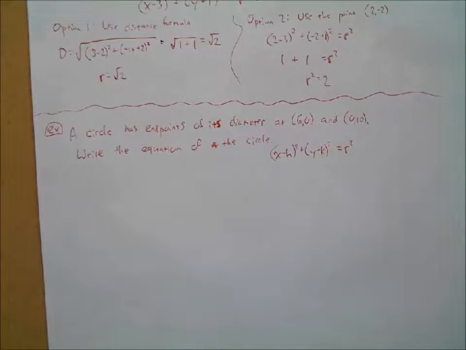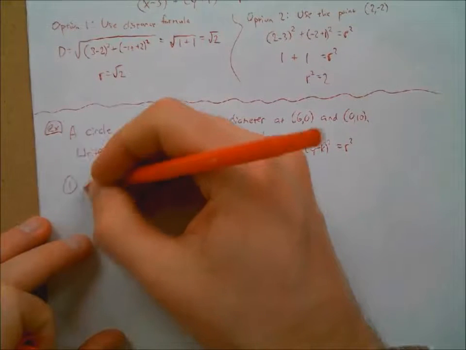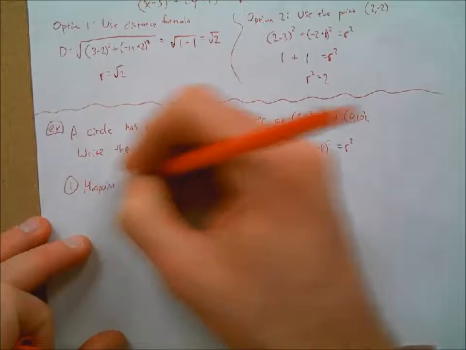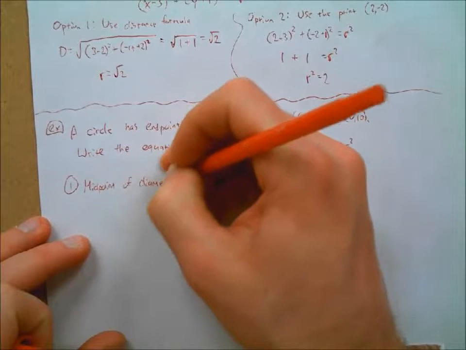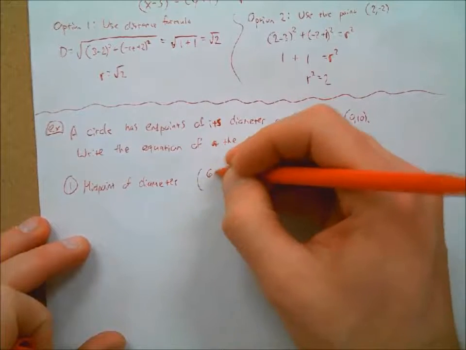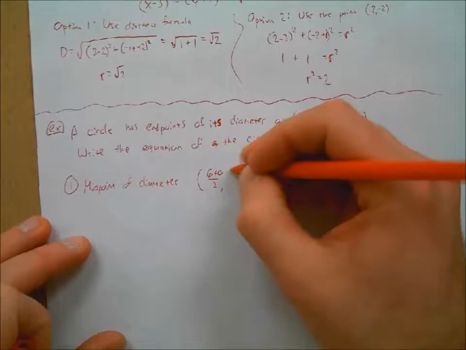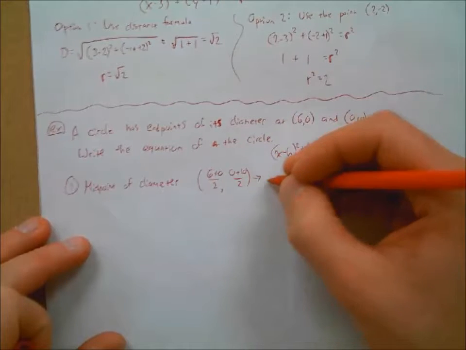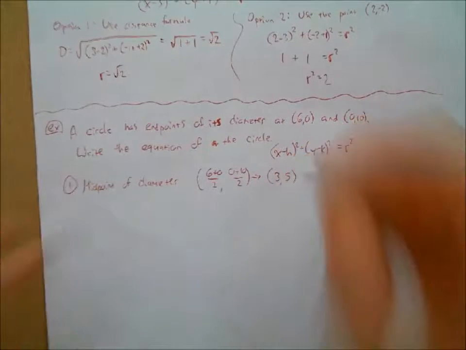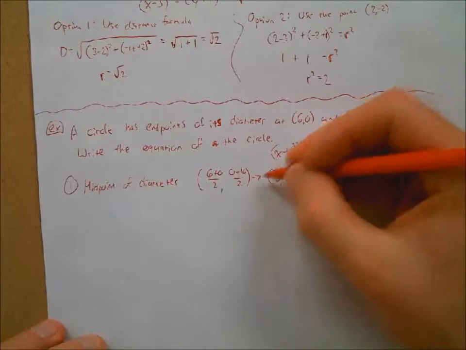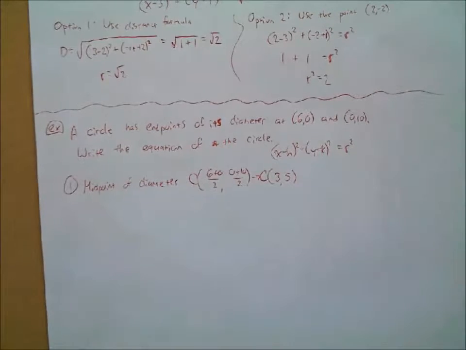Okay, Jenny? What would the midpoint of the diameter find for us? Okay, we can use it to find the radius. What else is going to be located at the midpoint of the diameter? The center of the circle. Yeah, the center of the circle. So let's do that, okay? So first we'll find the midpoint of the diameter. It's going to be 6 plus 0 over 2 and 0 plus 10 over 2, which gives us 3, 5. So that is our center there. I'll put the C there for center.